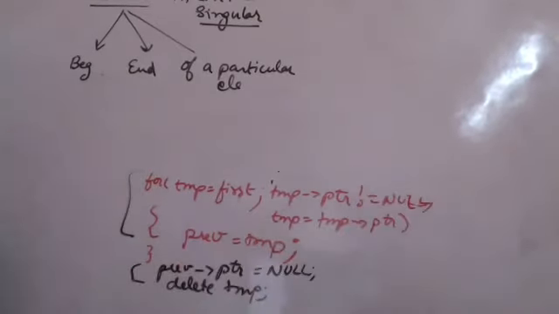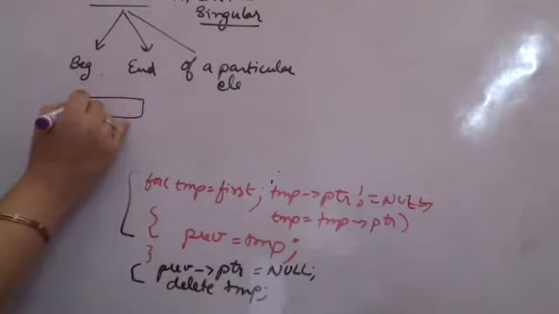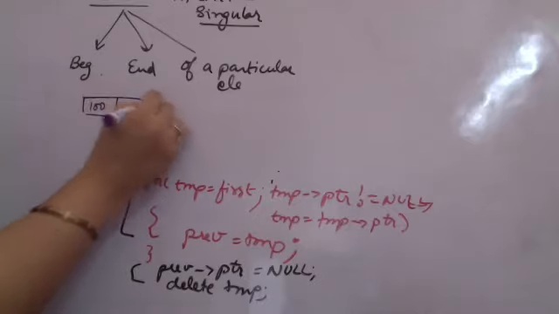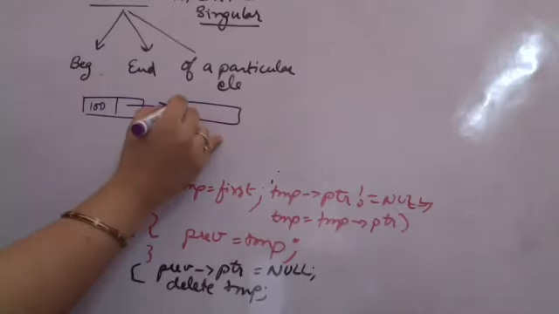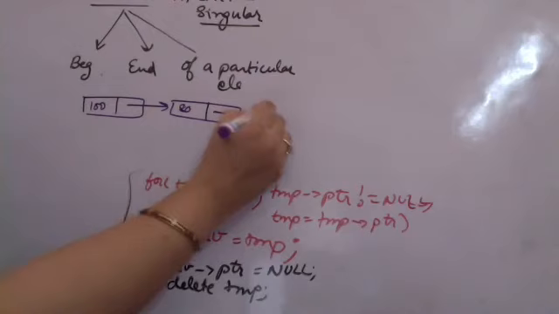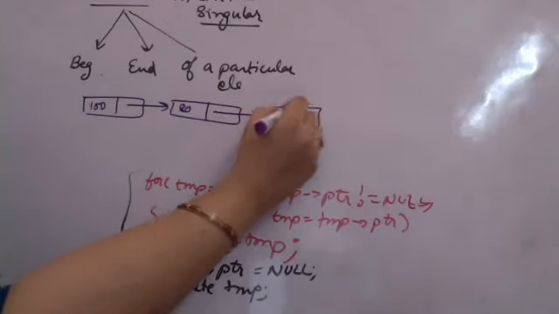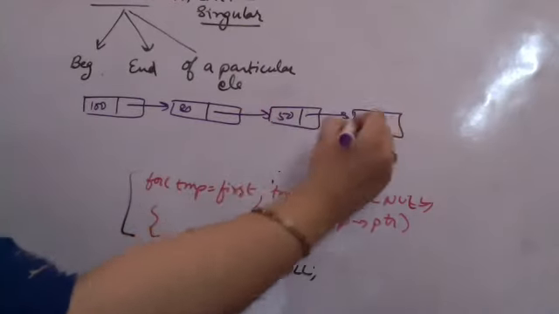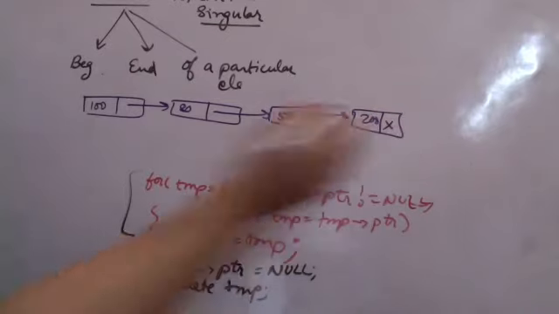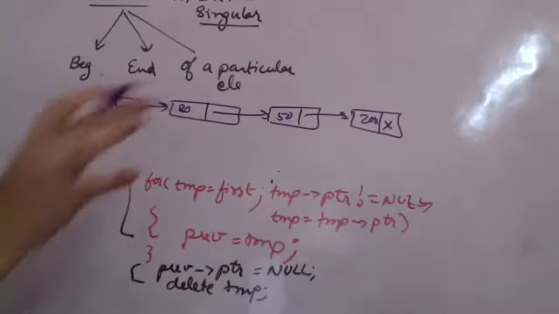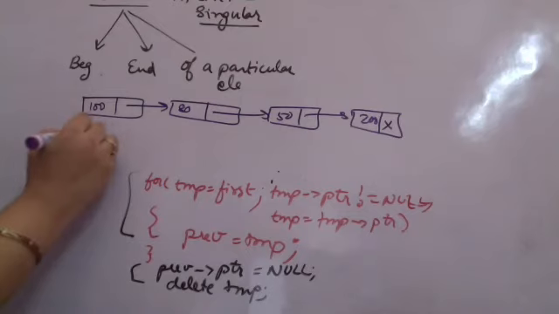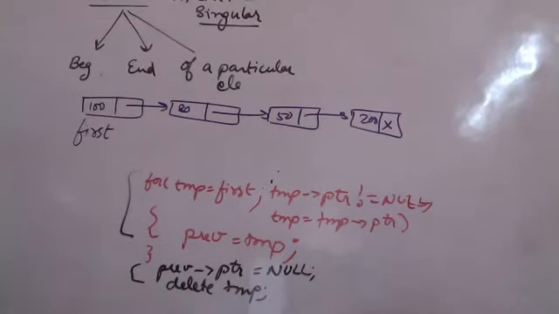Now we have a list. Just taking an example, say I have a list: 100, pointing to the next element. Say this is 80, pointing to the next element. Say this is 50, pointing to the next element. This is 200, and this is not pointing to anything. This is my given linked list, and I have only the first pointer linked to the first element of the linked list. Now what will happen?